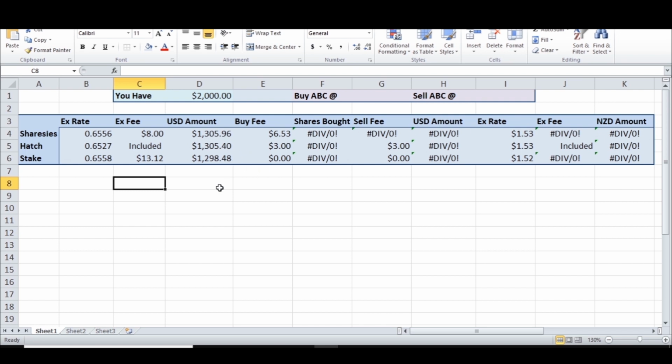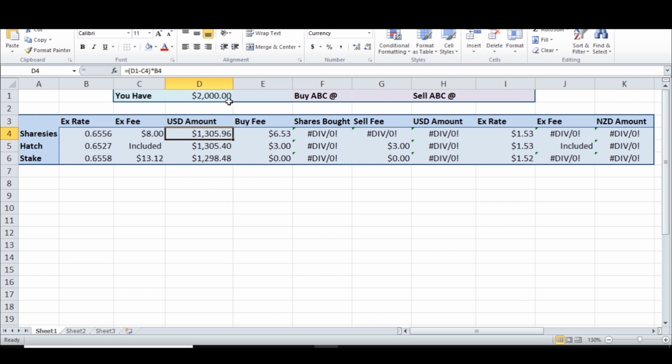So once you have converted your New Zealand dollars into US dollars, you will notice that you get far less money with Stake, because when you multiply your money by the exchange rate they are giving you, minus the exchange fee, you will be left with $1,298.48 in US dollars. Whereas with Hedge and Sharesies, you will get $1,305, with a few cents difference.